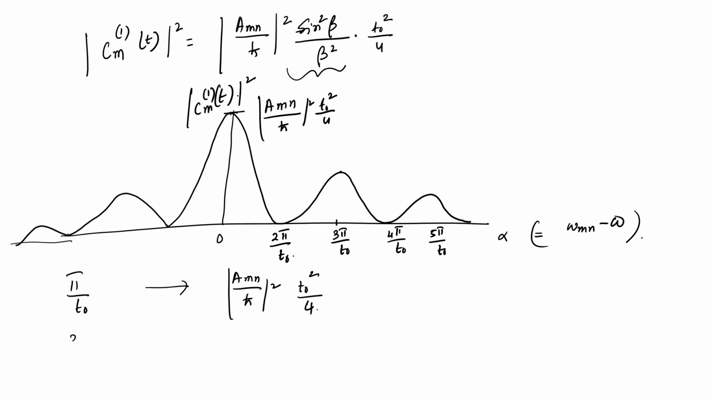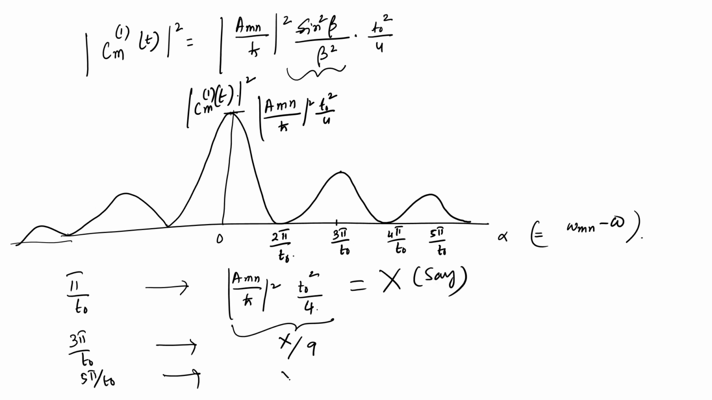And similarly, the 3 pi by T 0 will be this term divided by 9, this whole thing divided by 9, and 5 pi by T 0 will correspond to this whole thing. So, let us call this quantity x. So, this is x by 9 and x by 25 and so on and so forth. Okay. So, these are the values that it goes down as you go away from the central maxima.